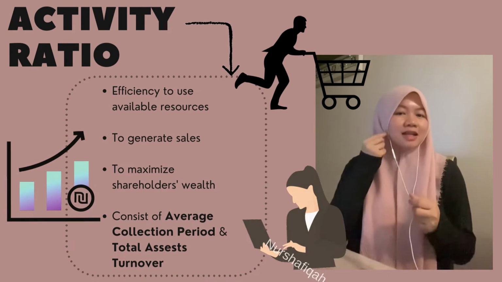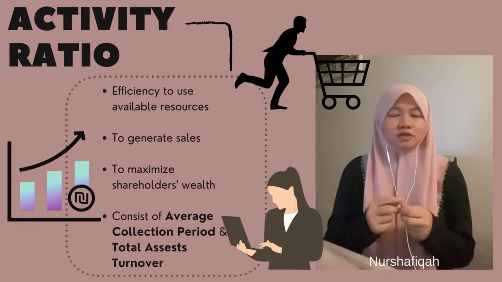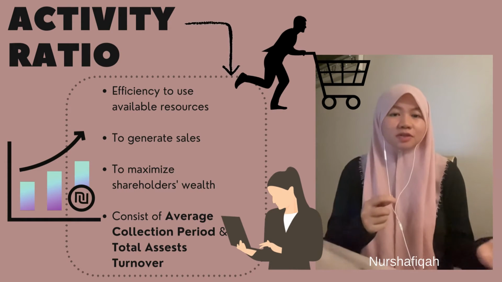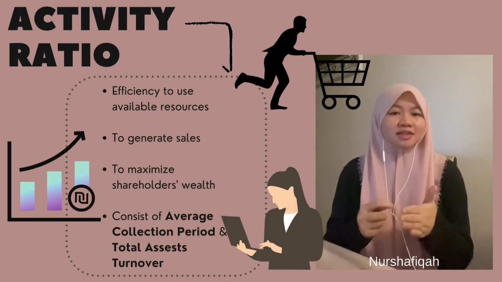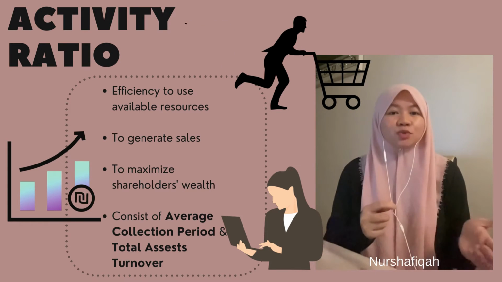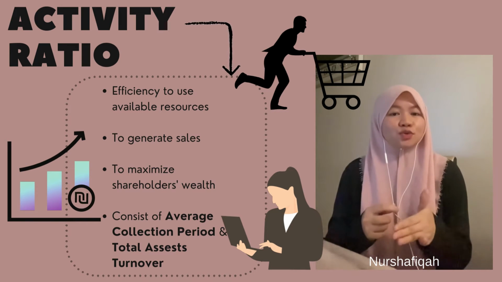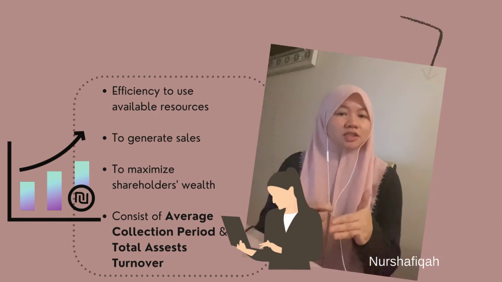Moving to my next slide, which is activity ratios. Activity ratios indicate how efficiently the manager utilizes the available resources in order to generate sales and its contribution toward the achievement of the firm's goal, which is to maximize shareholder wealth.